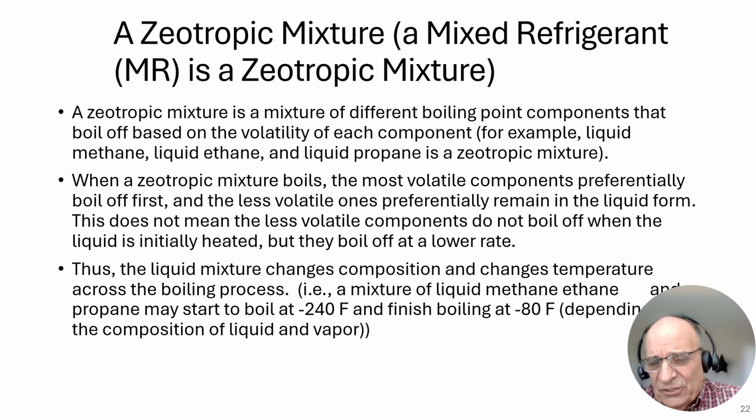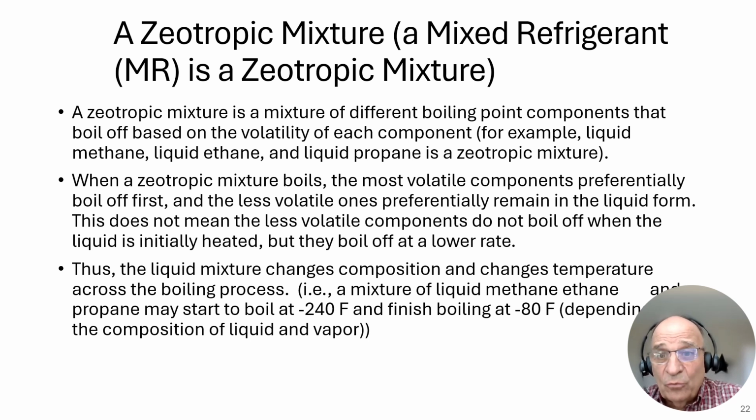At atmospheric pressure, propane boils at about minus 44 degrees Fahrenheit. At atmospheric pressure, ethane boils at about minus 127 degrees. At atmospheric pressure, methane boils at about minus 255, 256 degrees Fahrenheit. So those are three components that can be mixed together. So if they're mixed together, they make LNG.